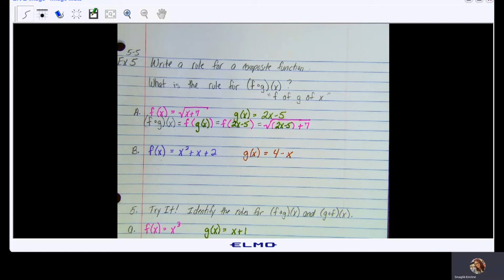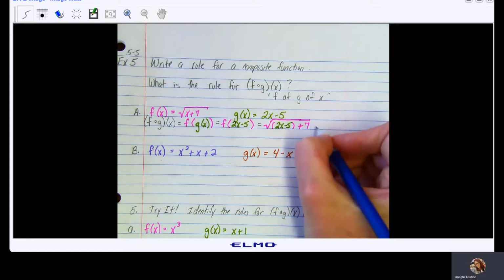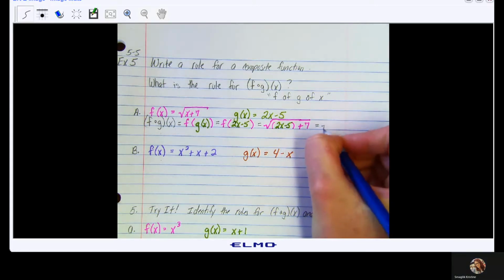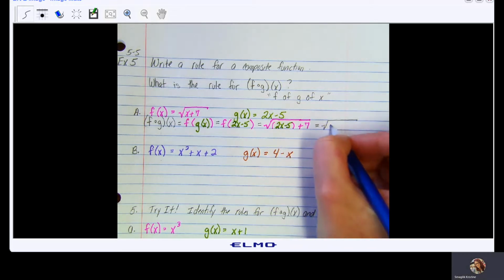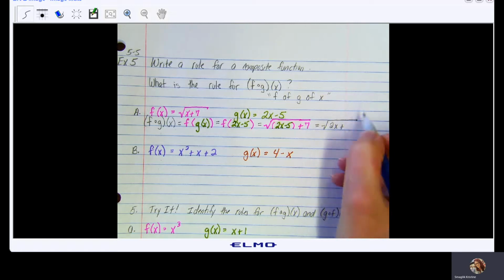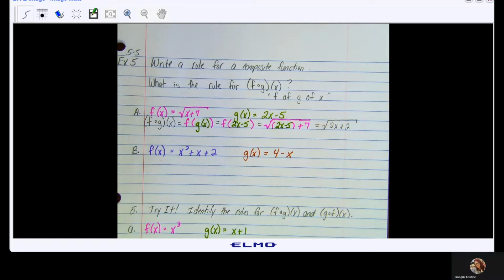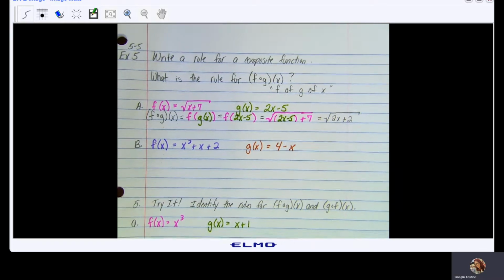And now let's simplify. (2x minus 5 plus 7), this is 2x plus 2. Square root of 2x plus 2. Let's take a look at b.